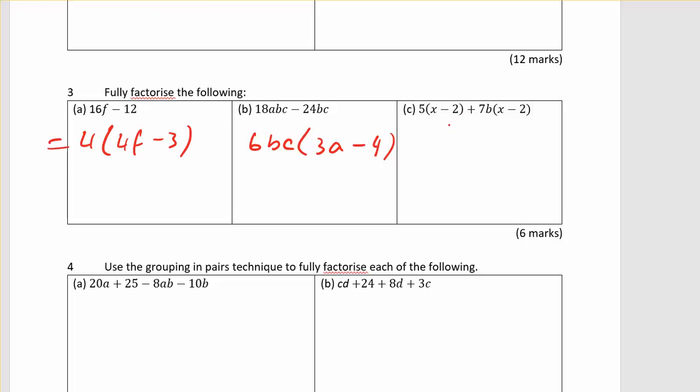Now, for C, you notice that the brackets are the same, so you take that out. And then you're left with 5 plus 7b. Okay, so that's pretty straightforward.